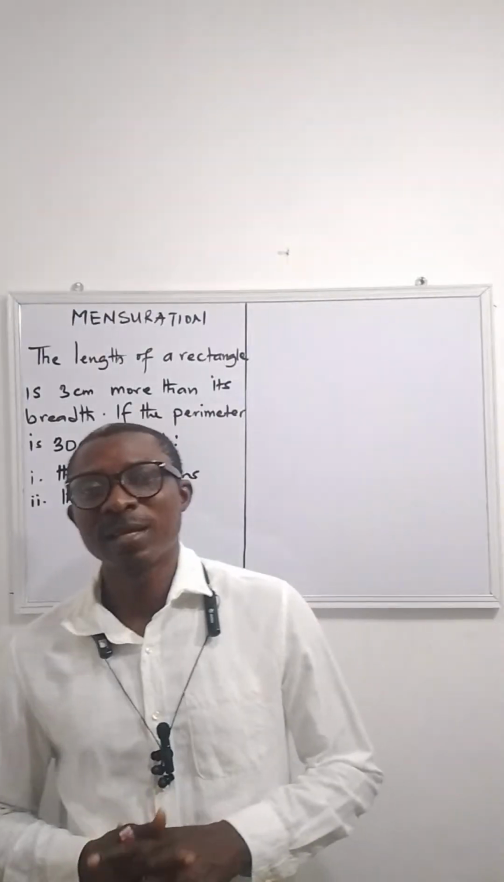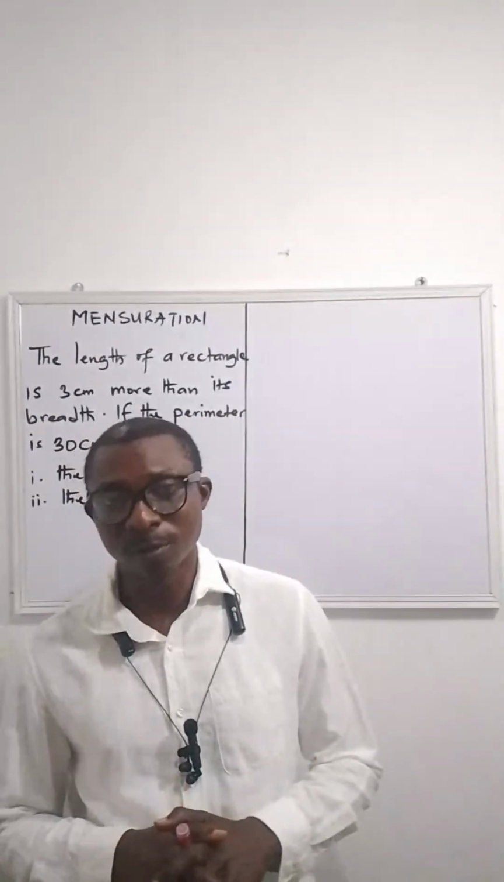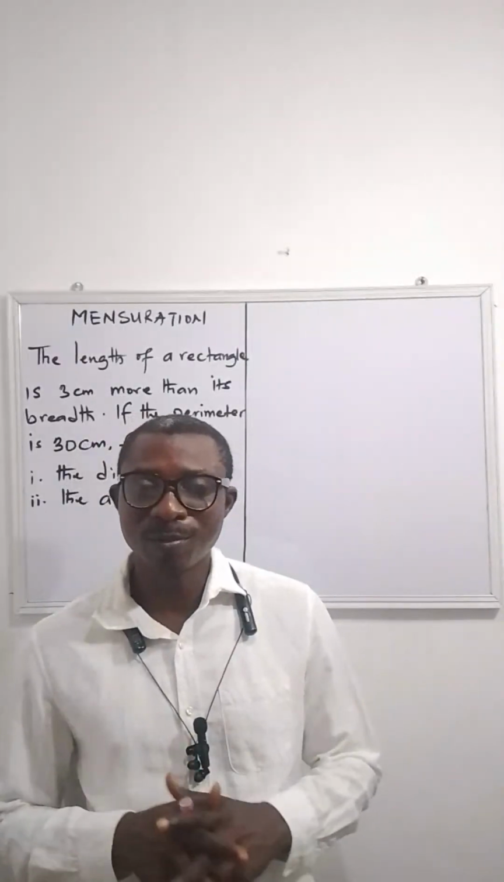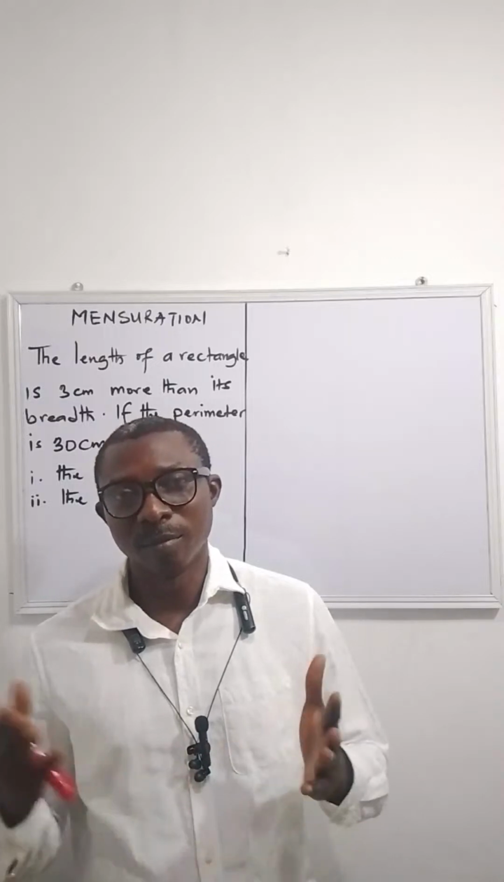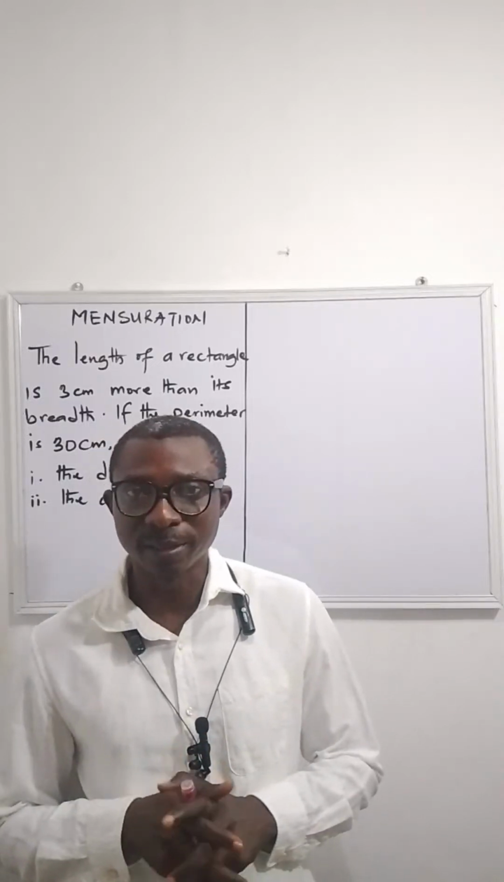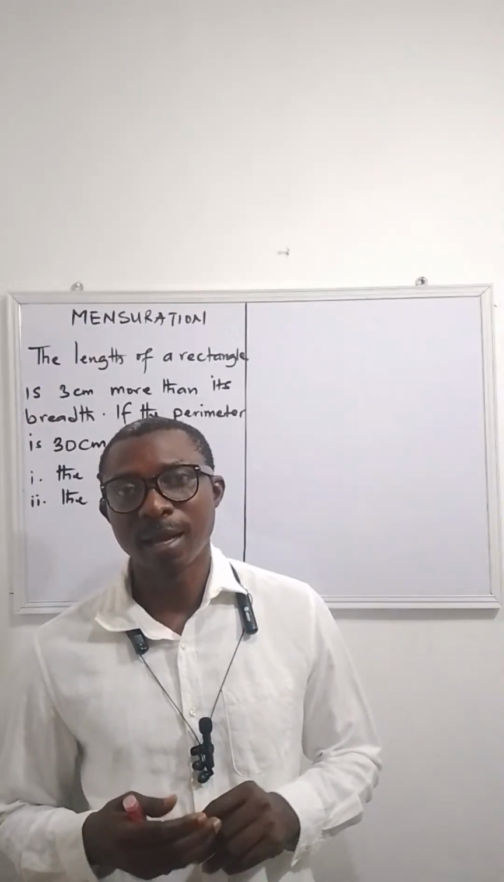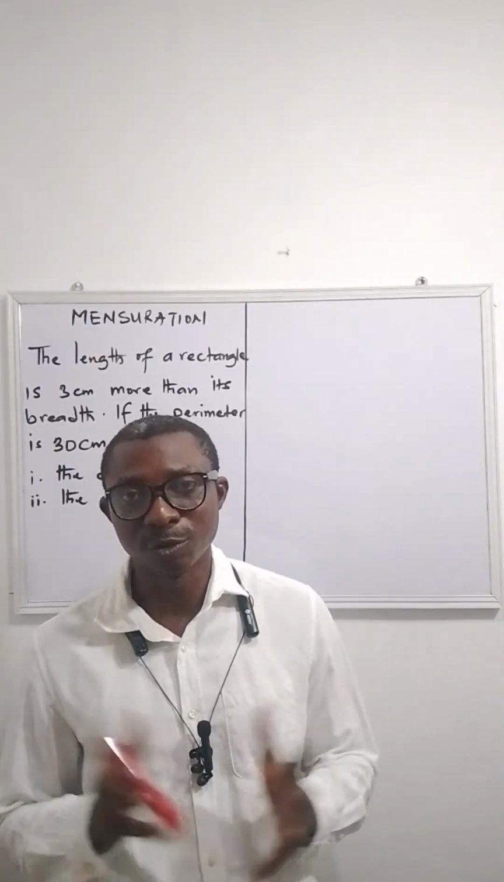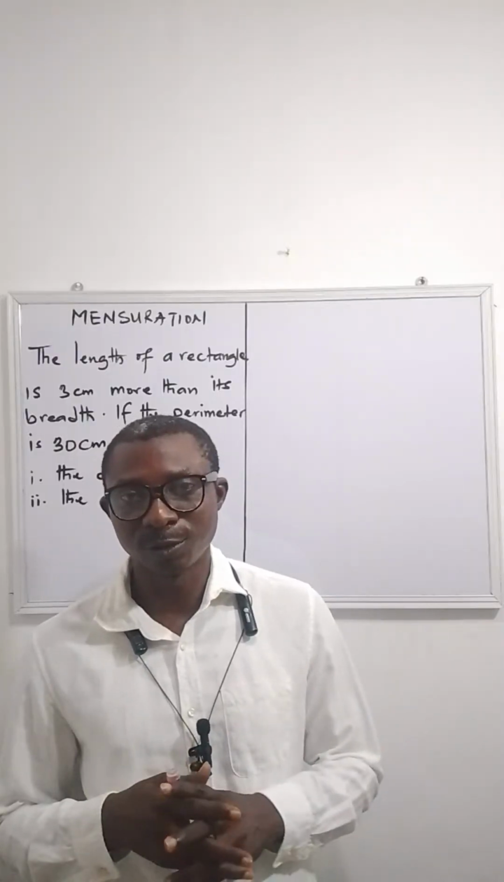All right. So we are starting with mensuration. I've done that in my previous video. So now, what do we call mensuration? Mensuration is just a process of measuring or calculating the volume, the area, and the perimeter of geometrical shapes. So what do we call a geometrical shape?